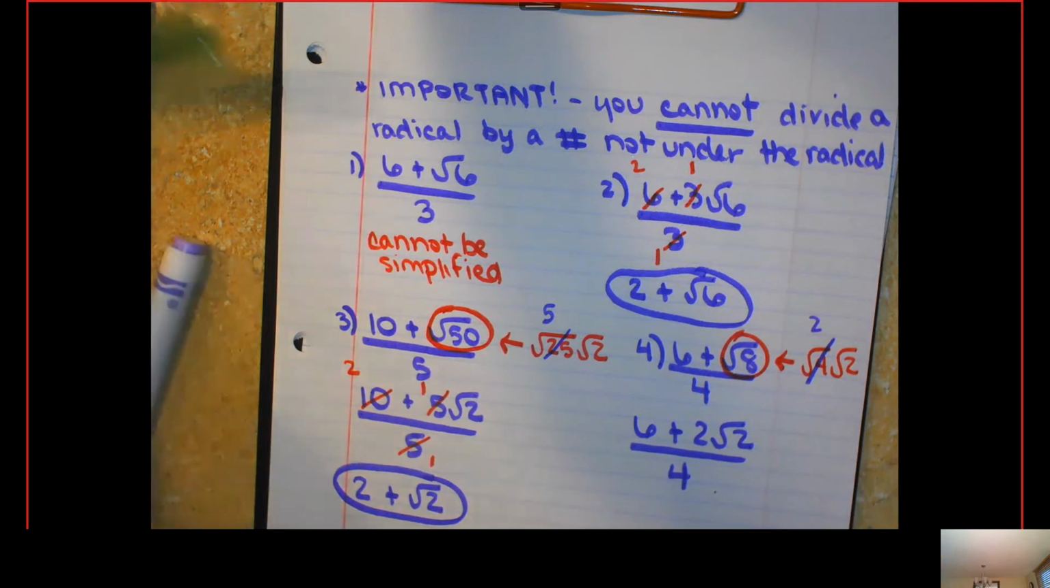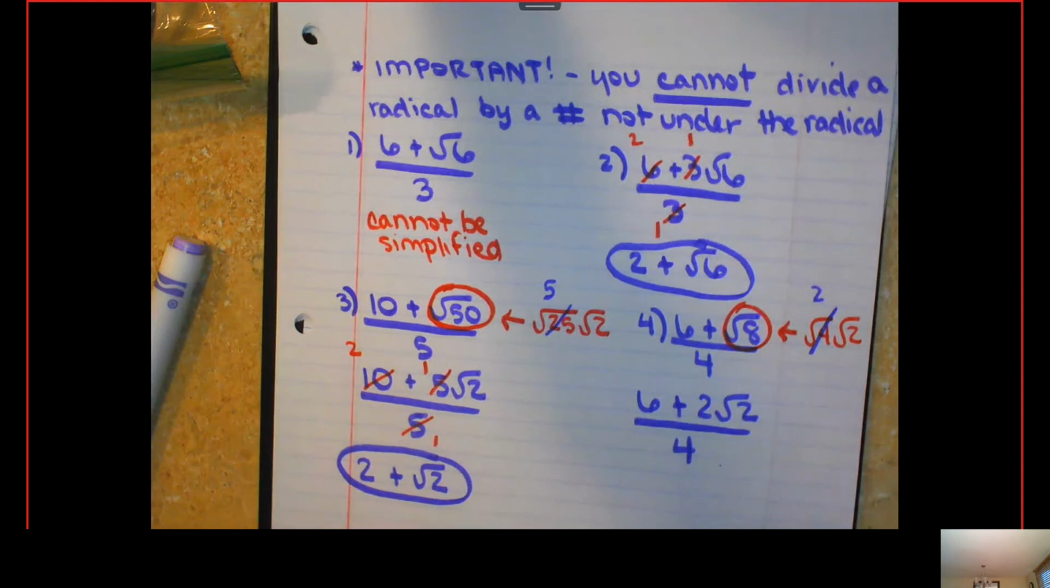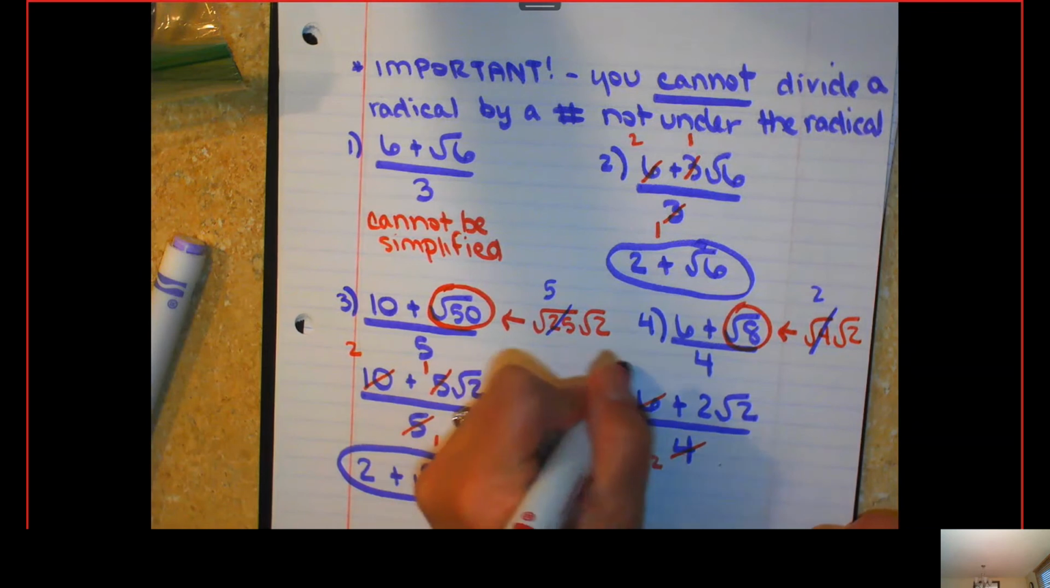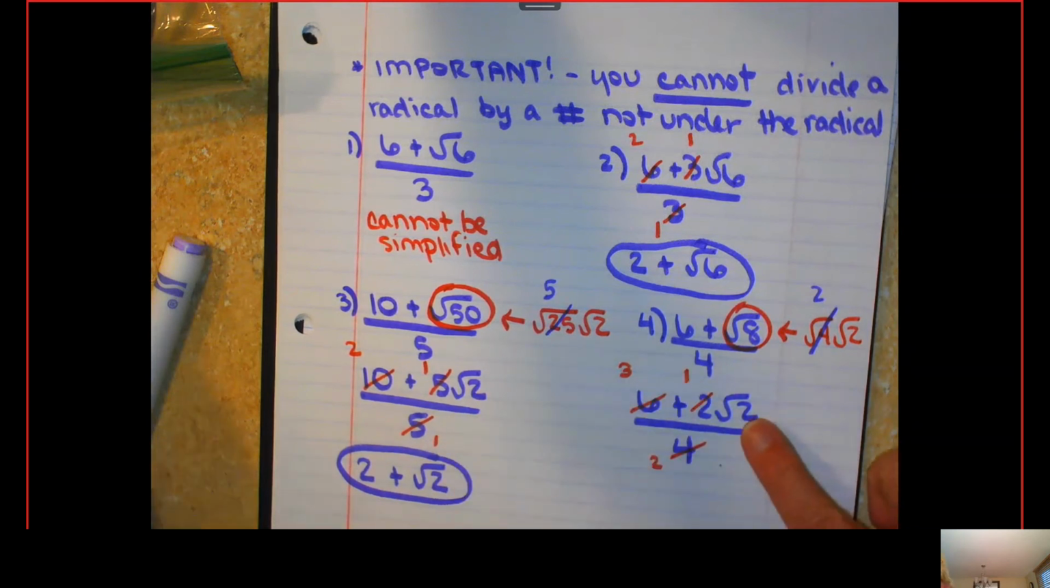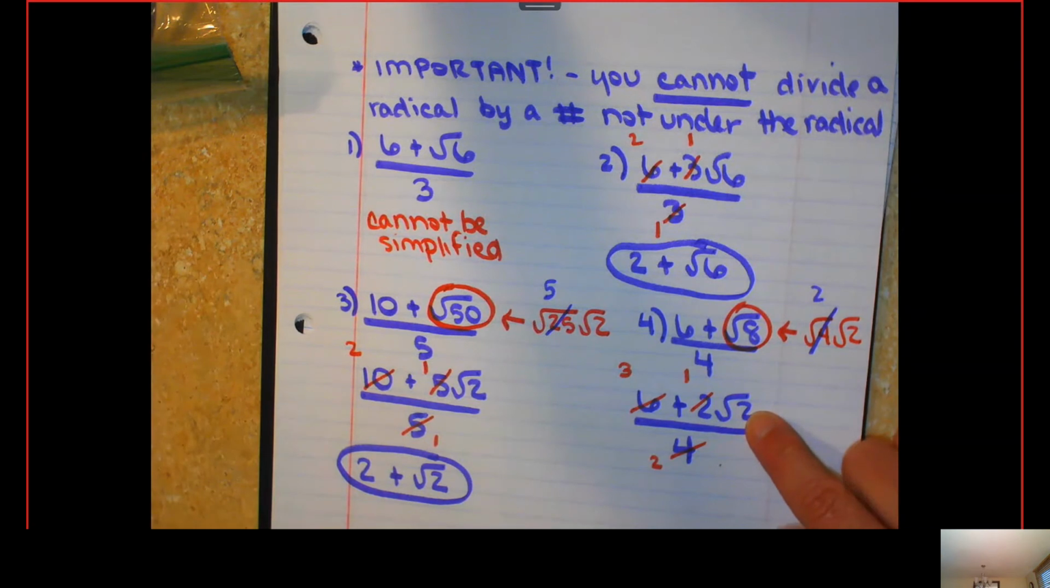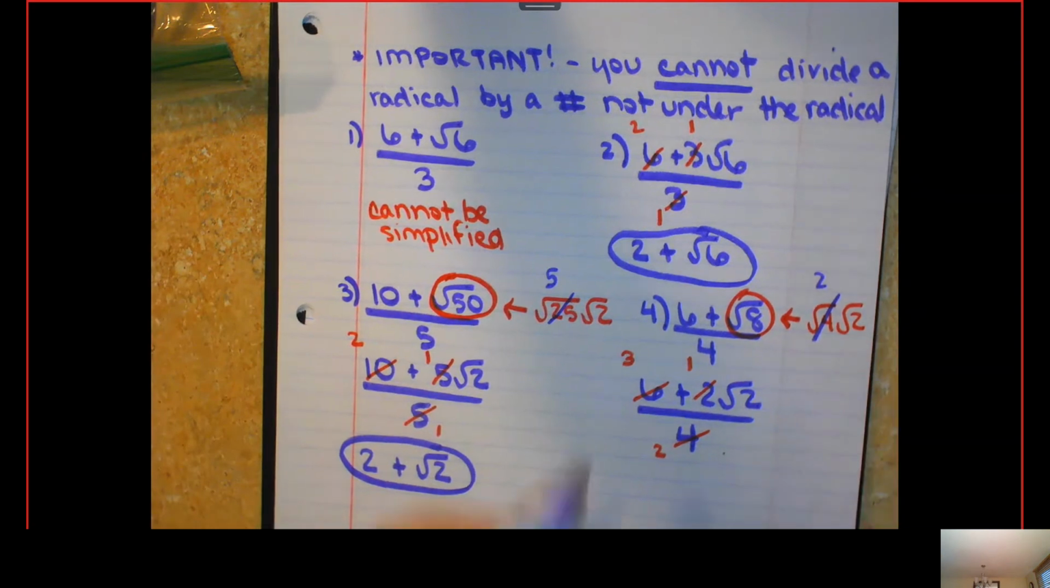Now, if you notice, every term has an outside number, and what can we divide everything by? Well, 2. So if I divide by 2, 4 divided by 2 is 2, 6 divided by 2 is 3, and 2 divided by 2 is 1. I cannot divide this by 2 because it's under a radical. So now I'm ready for my answer. So we have 3 in the front, we have a plus sign next, 1 radical 2 is just radical 2. And because there's a 2 on the bottom, I have to keep the 2 on the bottom.